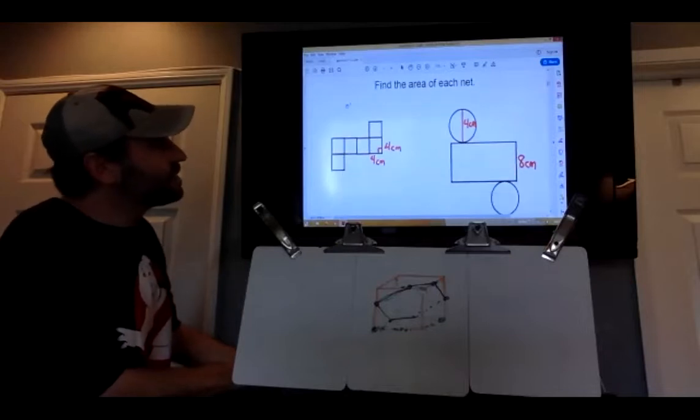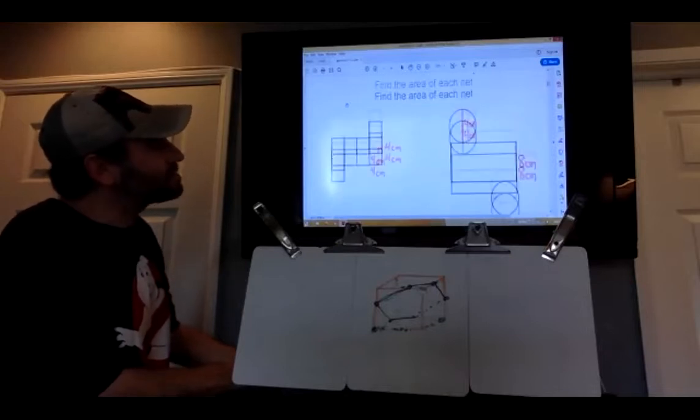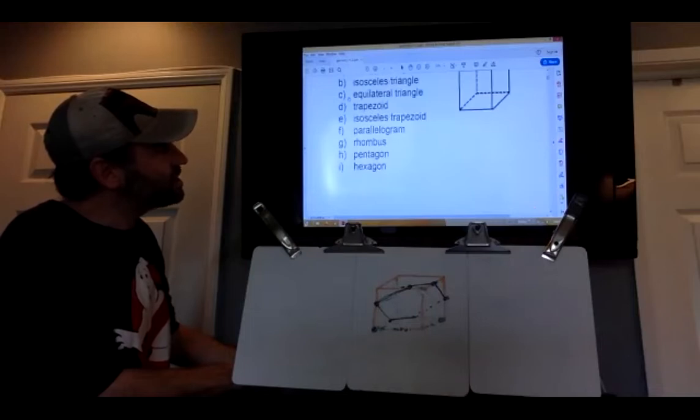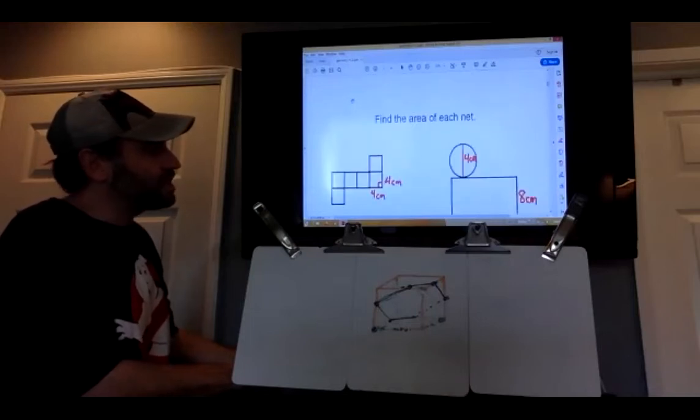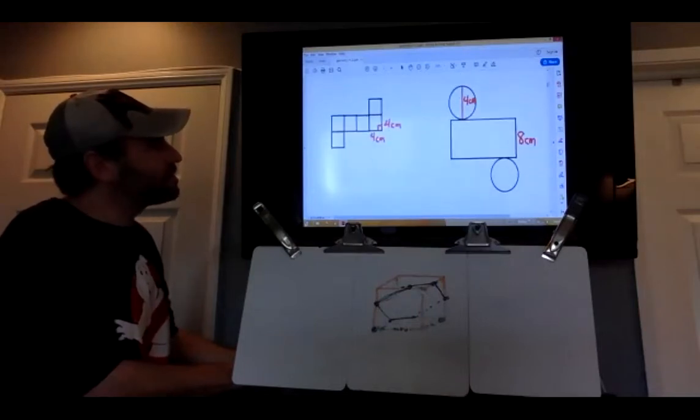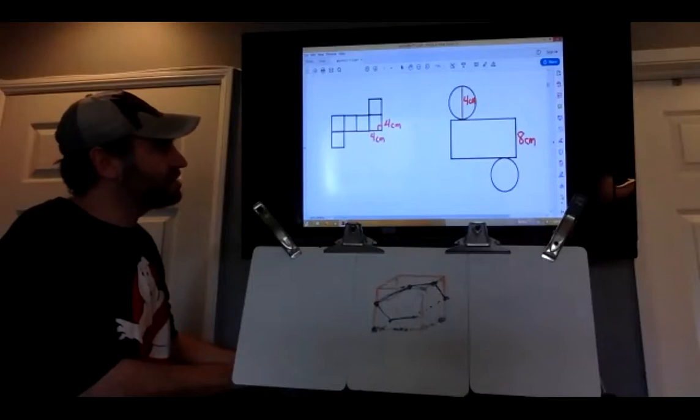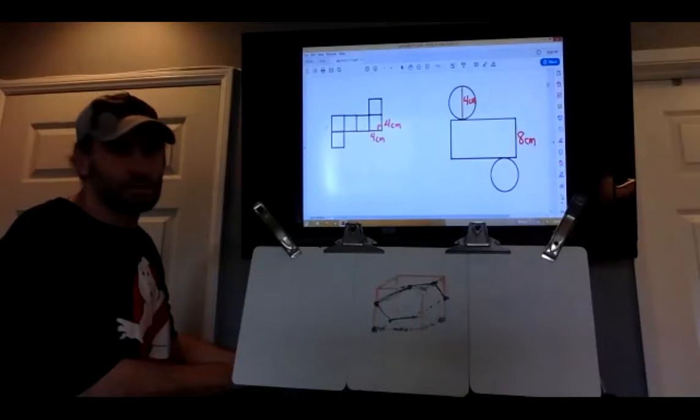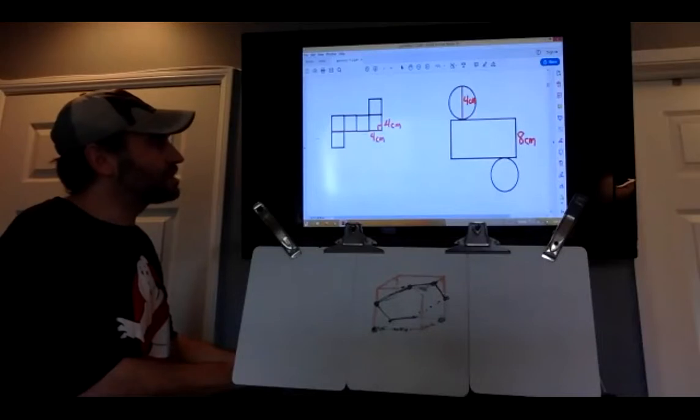Okay, here we go. These are nets. Let's make sure this is the next one. Yep. So these are nets. Can you tell what they're nets of? This one up here. What is that a net of? Cube. Yeah, cube, exactly.